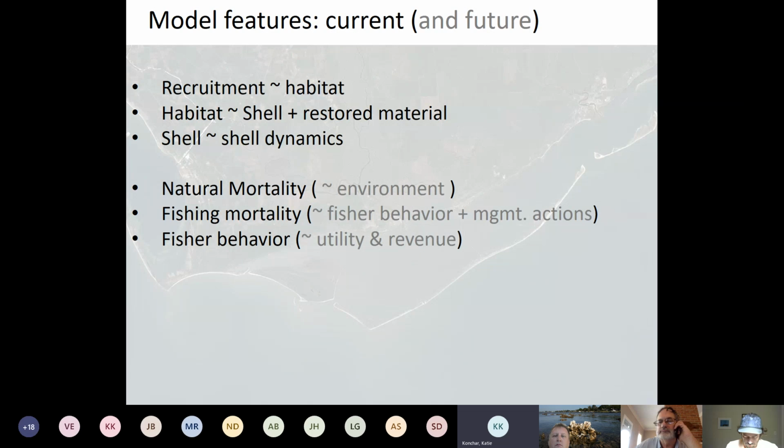Yeah, I just wanted to chime in on this relationship between oyster abundance and recruits. Through this project, we've developed a relationship between estimated surface area and recruits.